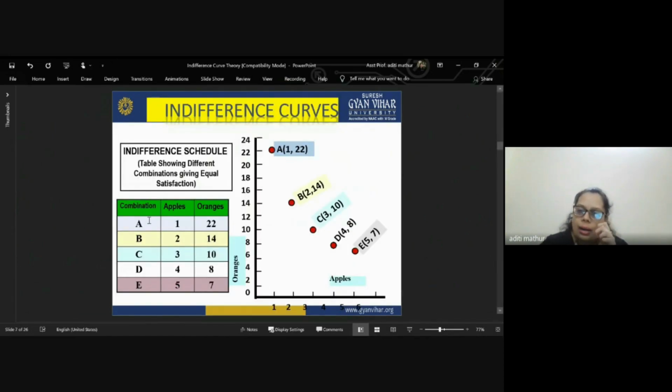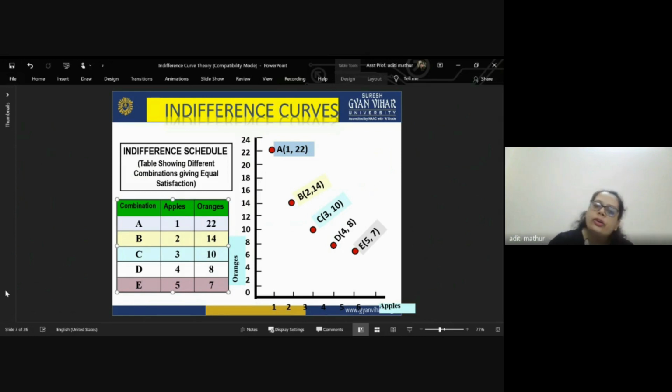This is how our indifference curve looks. This is our indifference schedule, which has combinations. Apples and oranges are the items we are comparing over here, right? So we have different combinations. We have 5 combinations, A, B, C, D, E, in which I am comparing apples against oranges.